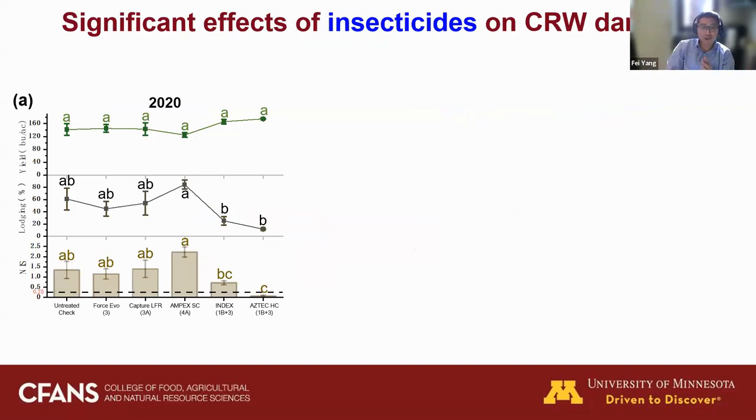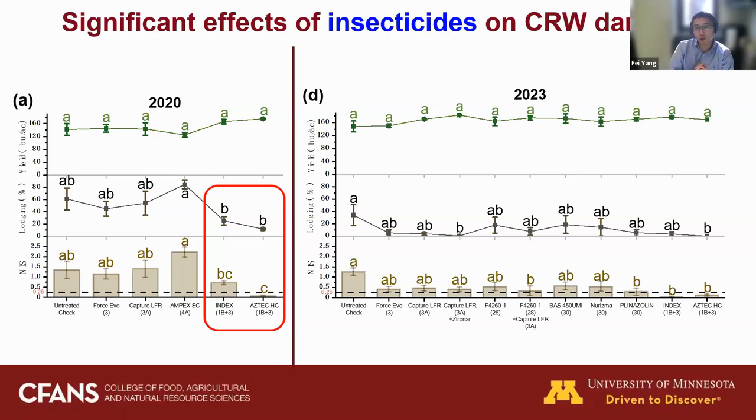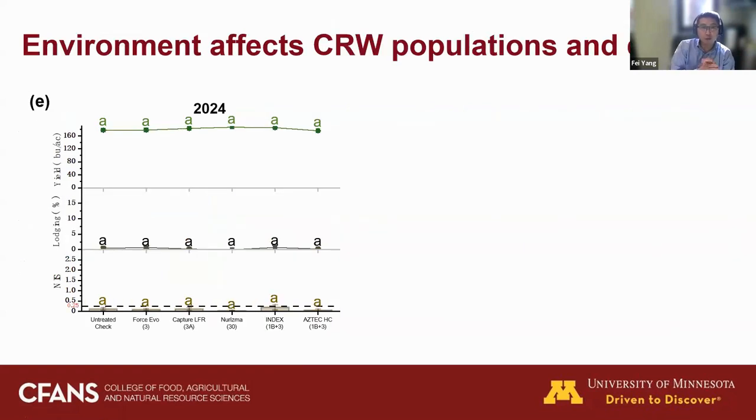And finally, we checked the different insecticides for management of corn rootworm. We have group 3A, group 4A, and group 1B. If we look at the 2020 data, we can see only Index and Aztec can significantly reduce the damage for node injury scale as well as lodging compared to the untreated check and those group 3A and group 4A insecticides. And in 2023, we included many more insecticides, and similarly, we only found Index and Aztec, these group 1B insecticides, provided the most efficacy compared to other insecticides for management of corn rootworm. And in 2024, we repeated this.